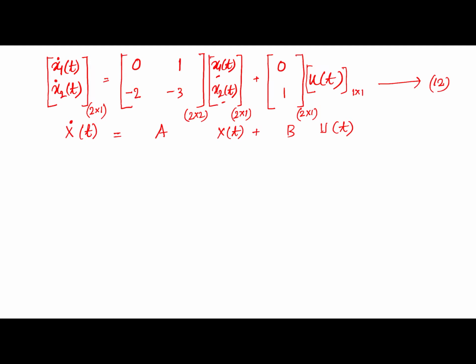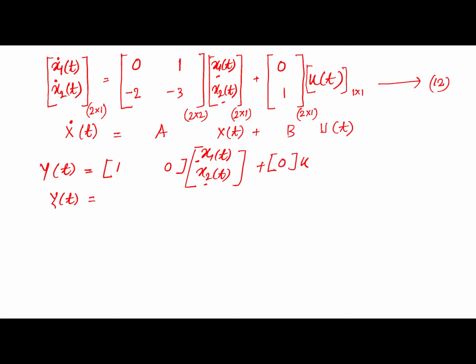Considering speed is the output, y(t) is 1 times x1 plus 0 times x2 plus 0 times u. So it is the output equation. So y(t) is equal to Cx plus Du.